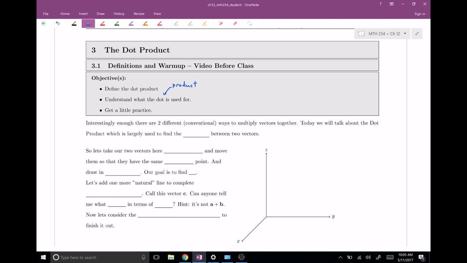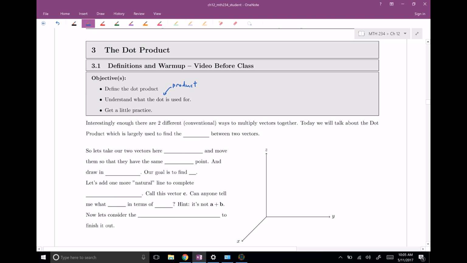Last section, we learned how to add vectors together. We learned how to do scalar multiplication, all that sort of stuff. But we didn't learn how to do vector multiplication, aka a vector product. And it turns out, interestingly enough, for vectors, there are two natural different ways to multiply vectors together that actually have some physical meaning behind them. So today we're going to talk about one of them, the dot product.